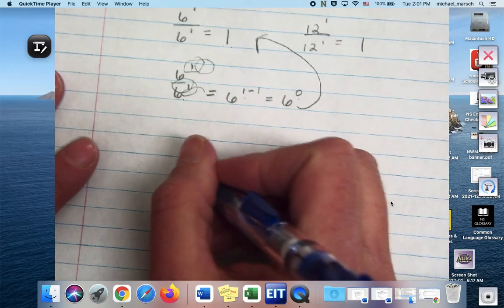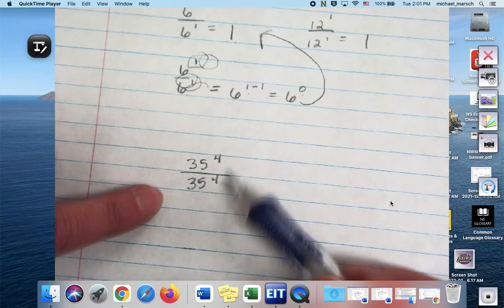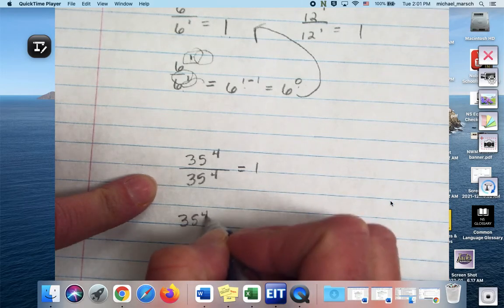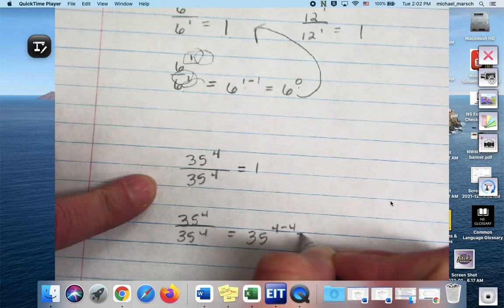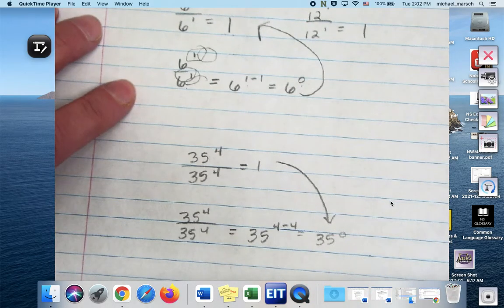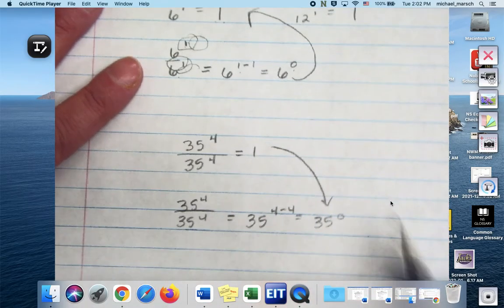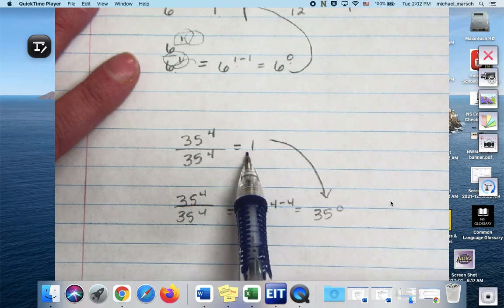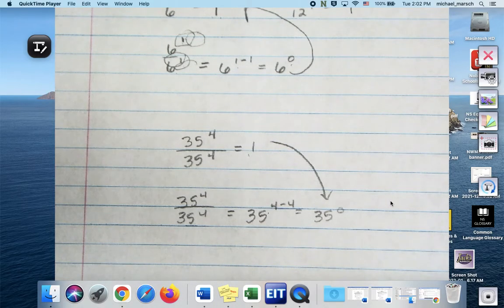So if I had 35 to the 4th power divided by 35 to the 4th power, aren't these the same number? So they're going to equal 1. But if I do 35 to the 4th power divided by 35 to the 4th power, and I just subtract those, 4 minus 4 equals 35 to the 0 power. All the same thing. It's like this circle of awesomeness. So this was this, which came from this, which we all agree equals 1. Ta-da!